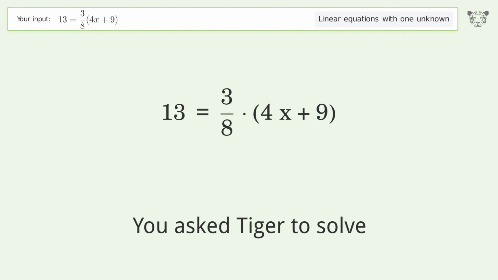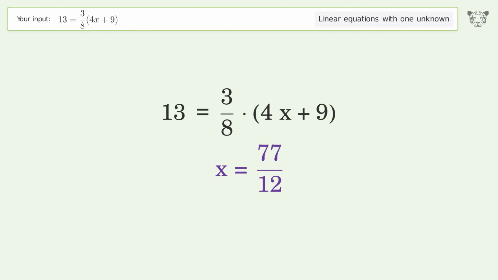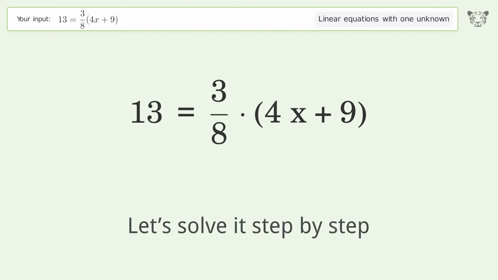You ask Tiger to solve. This deals with linear equations with one unknown. The final result is x equals 77/12. Let's solve it step by step.